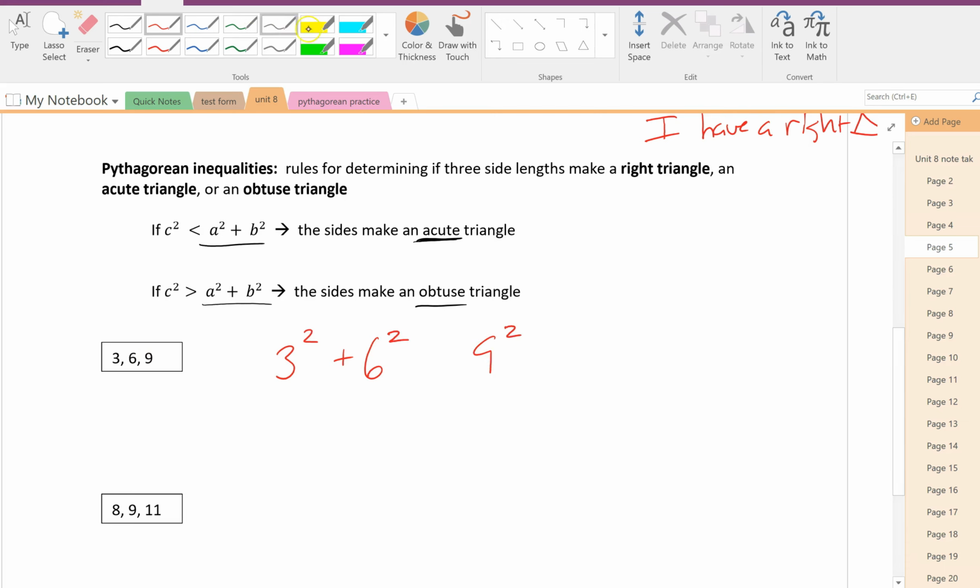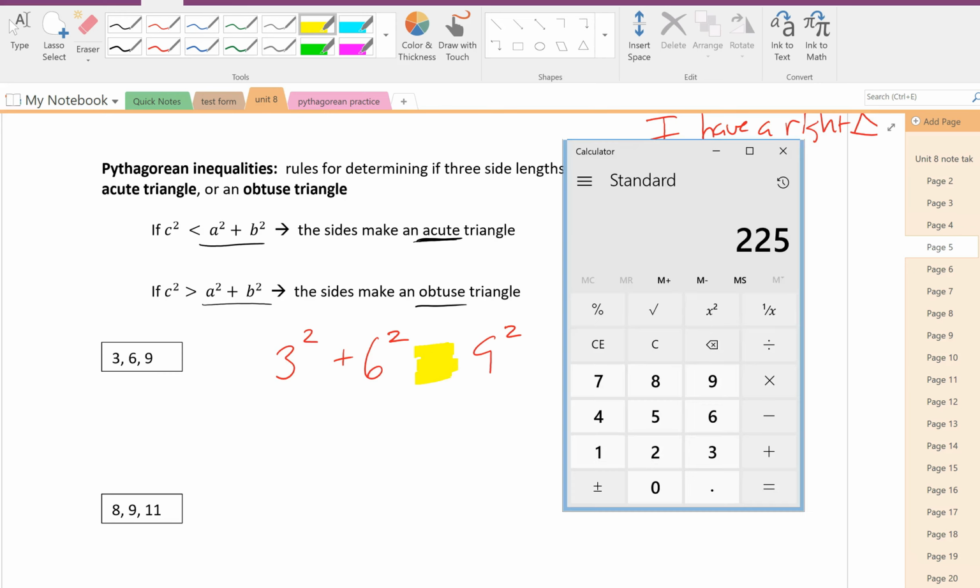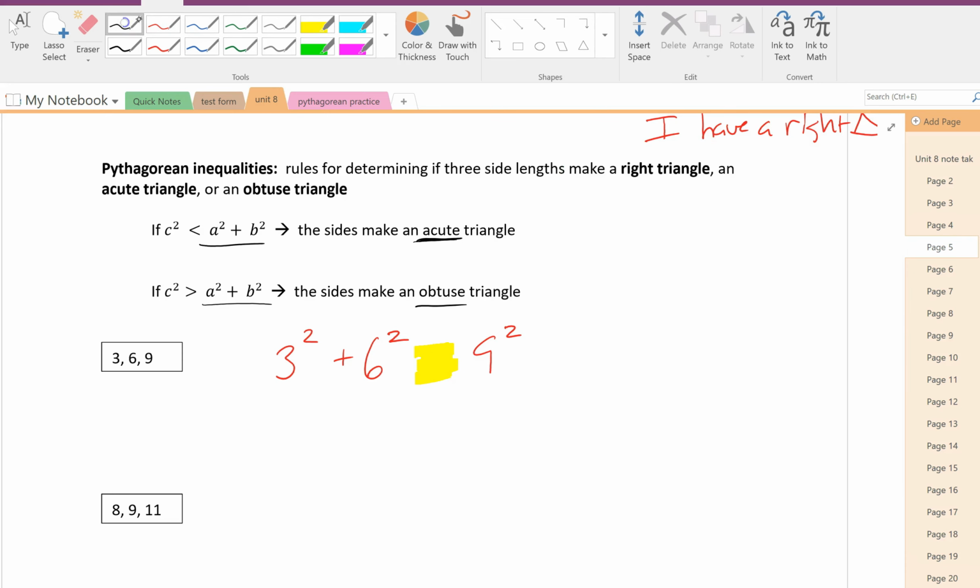And I don't know yet what symbol I'm going to put in here. I don't know until I actually use the calculator to figure out what these are. I don't know if this is going to be equal to, greater than, or less than. So let's figure that out. 3 squared is 9. Actually, I don't even need a calculator for this one. 3 squared is 9. 6 squared is 36. 9 squared is 81. So 9 and 36 is 45. So I end up with a situation where I have 45 here and 81 here.